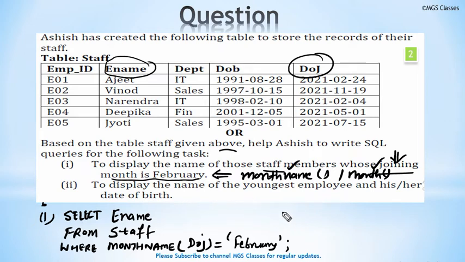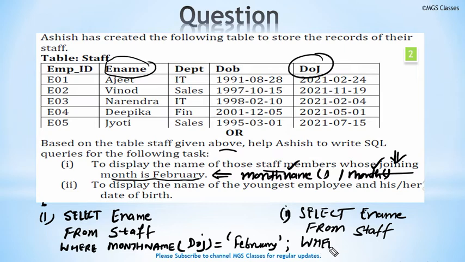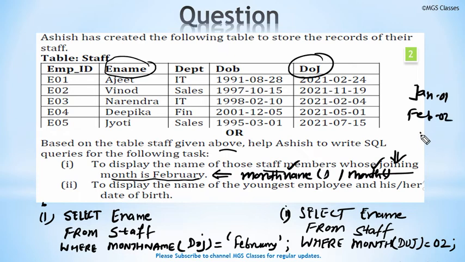So this query can be written like this, or you can write the same query like this also, like I am writing here. Select, and then ename. First we need to write the column name, then we write from, and then staff, and the where condition you need to apply. Now we are applying the month function instead of month name, on date of joining, and you can simply write 02, because February month number is 02, January month number is 01, and so on up to December, which has number 12. So this way you can also answer this query.